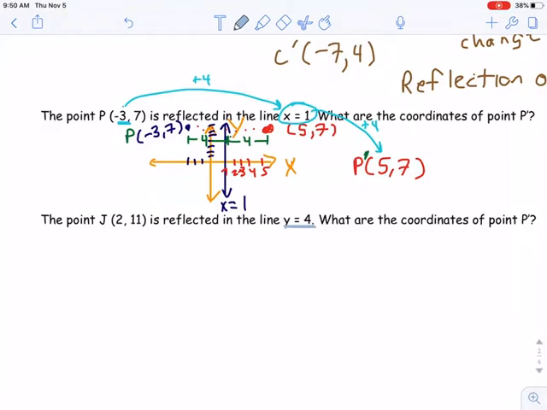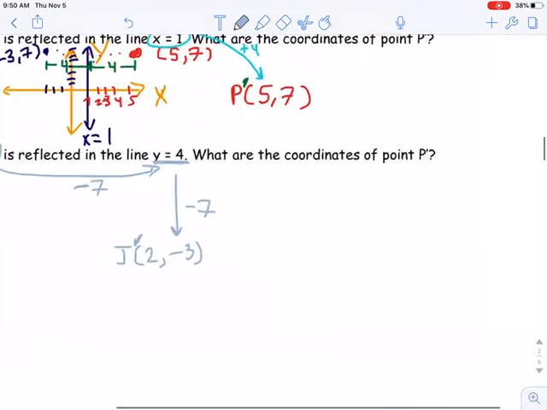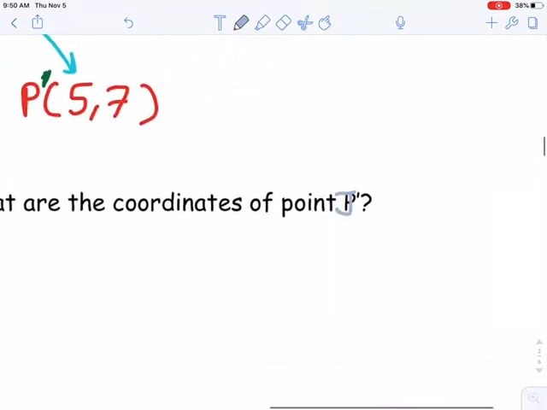Notice how it's y equals something. So to go from 11 to 4, I've got to subtract 7. So I'm going to subtract 7 again. So J's 2 will stay the same, and I'm going to have -3. So that's my prediction based on looking at y equals 4, analyzing the y coordinate. Well, that's 7 apart, so I've got to do another 7. That's my prediction. Oh, and that says P prime. That should say J prime.